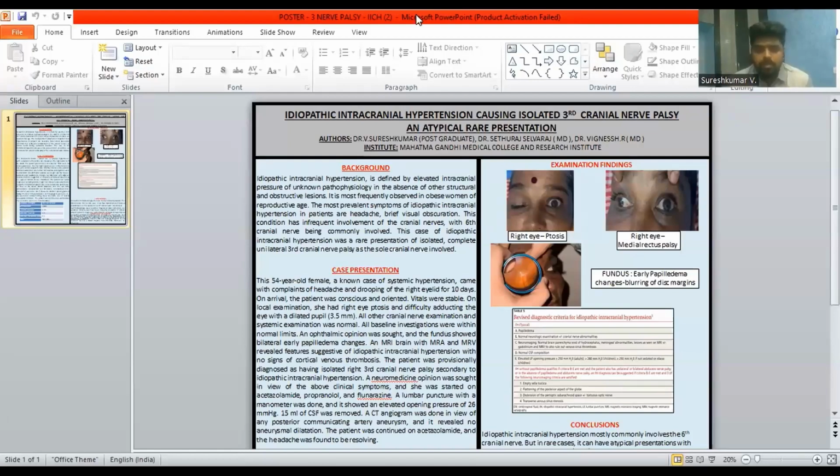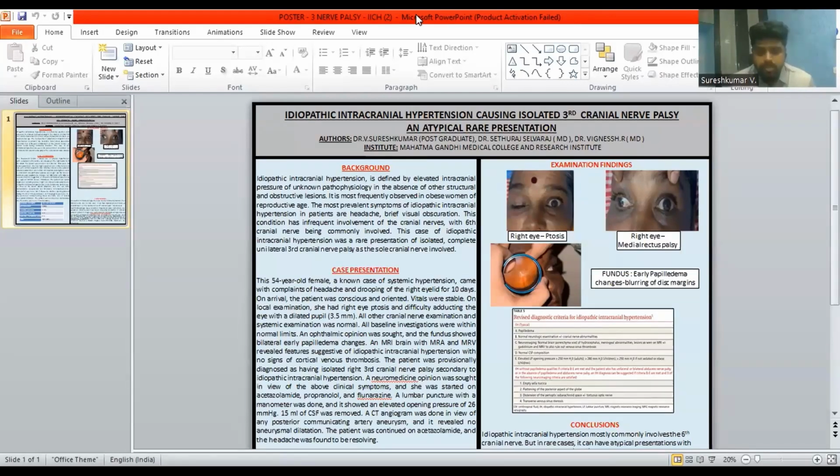On arrival, the patient was conscious and oriented, and vitals were stable. On local examination, she had right eye ptosis with difficulty in adducting the right eye medially, with a dilated pupil of around 3.5 mm. All other cranial nerve examination and systemic examination were normal. All baseline investigations were within normal limits. An ophthalmologic opinion was sought, and fundus showed bilateral early papilledema changes. An MRI brain with MRA and MRV was done. It revealed features suggestive of idiopathic intracranial hypertension with no signs of any thrombosis or infarct.